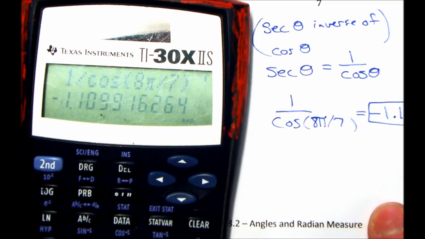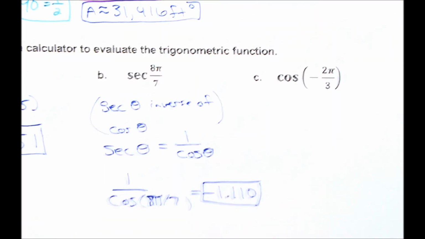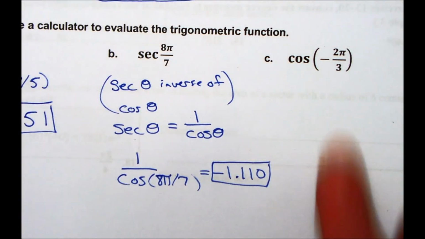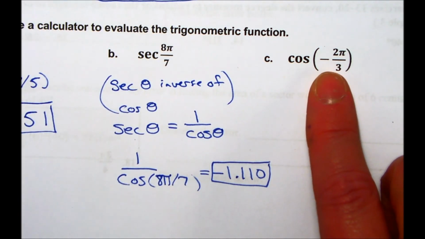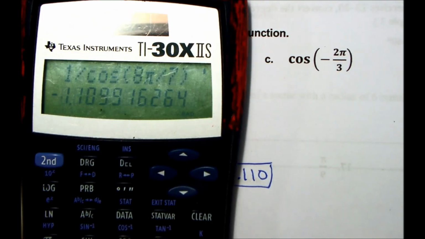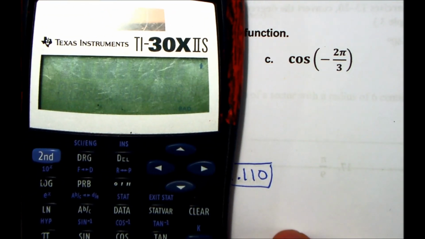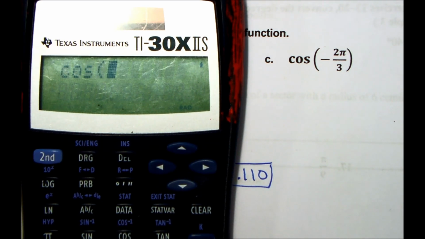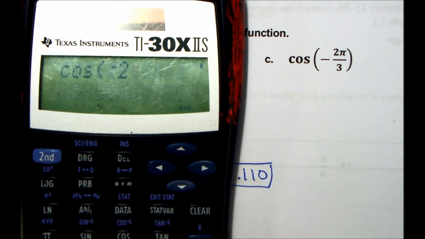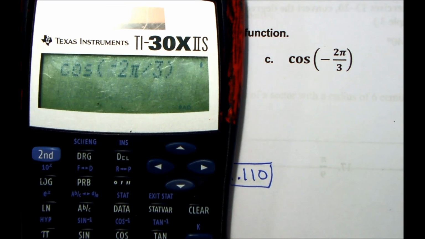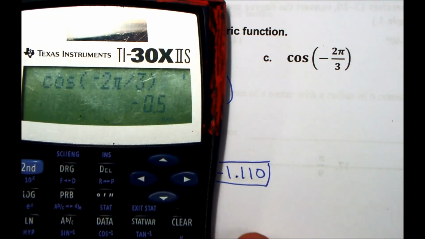All right, so the last one is cosine, so we don't have to worry about taking 1 divided by anything. The problem with this one, though, is that it's negative. And if you try to plug in a negative value, I think you're going to get an error. Let me double check that. So let's try it. Cosine negative 2 pi divided by 3 equals, oh, it gave it to us. Okay, so I guess the negative is not an issue.